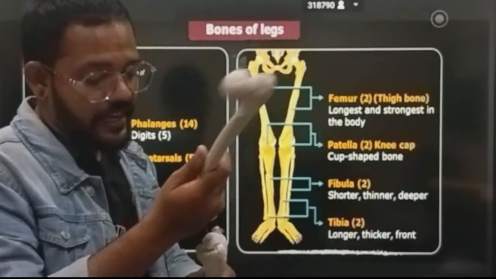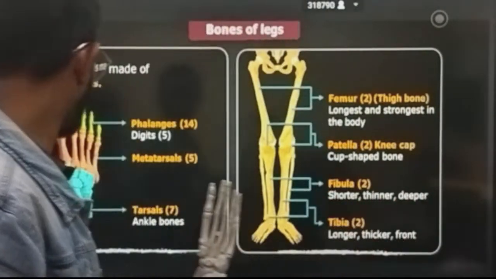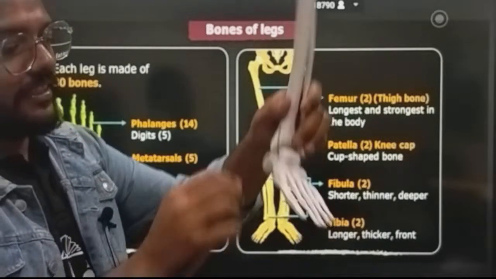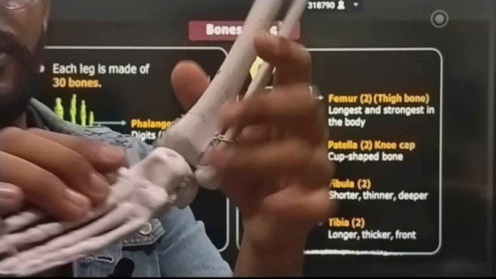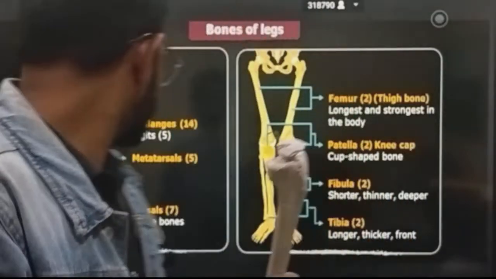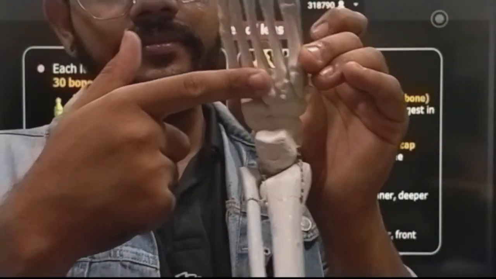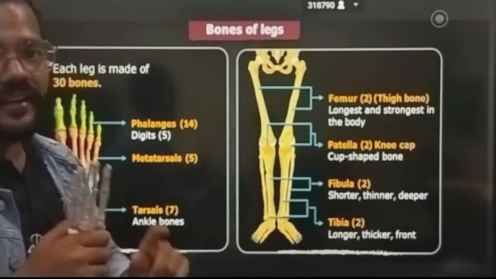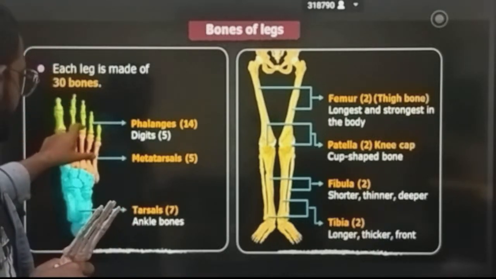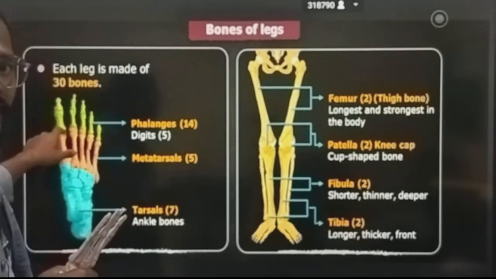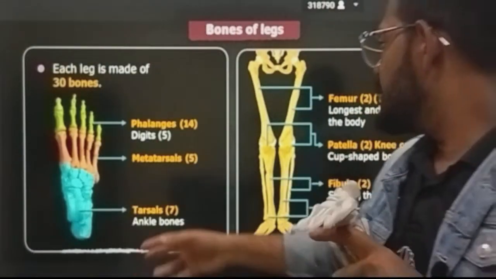Then we have the foot bones, the bones present inside your foot. Here we have tarsals, this one, also known as the heel bone. Then we have metatarsals here. Then we have phalanges, again same, 14 in number, 5, 1, 2, 3, 4, 5, 6, 7, 8, 9, 10, 11, 12, and there is 2. That is phalanges.